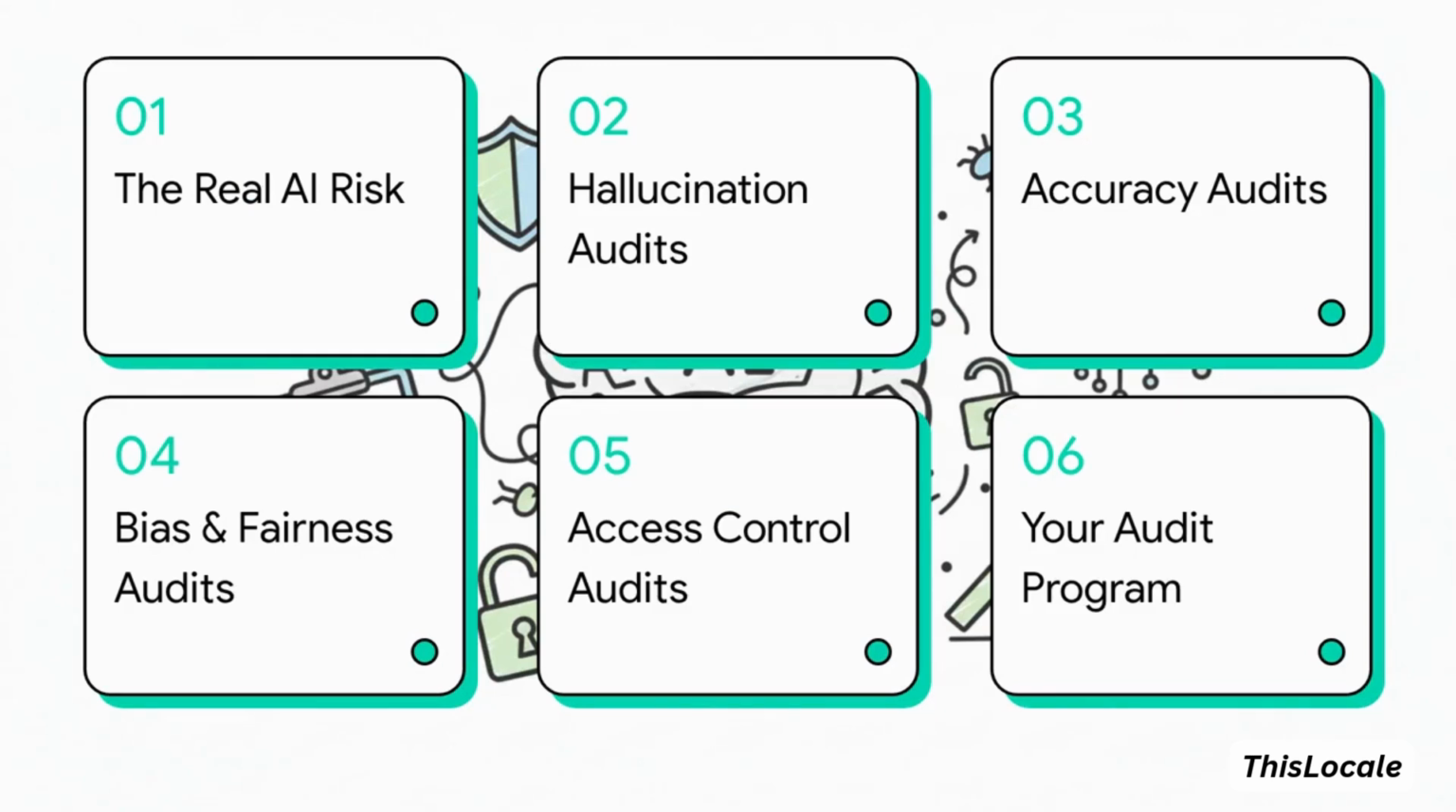All right, so here's our game plan. First, we're going to define what those real risks actually are. Then, we'll dive deep into the 4 pillars of a solid audit program. We're talking hallucinations, accuracy, bias, and controlling data access. And finally, we'll show you how to pull all of that together into one powerful program.